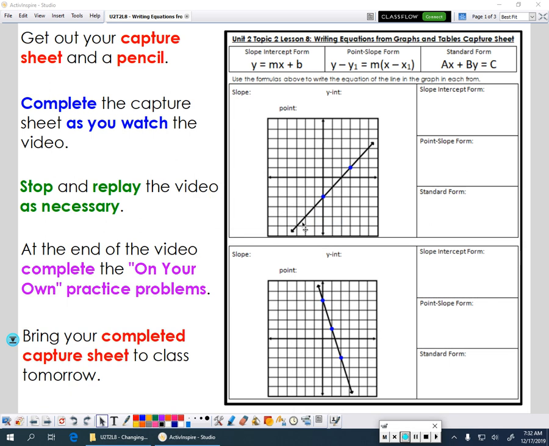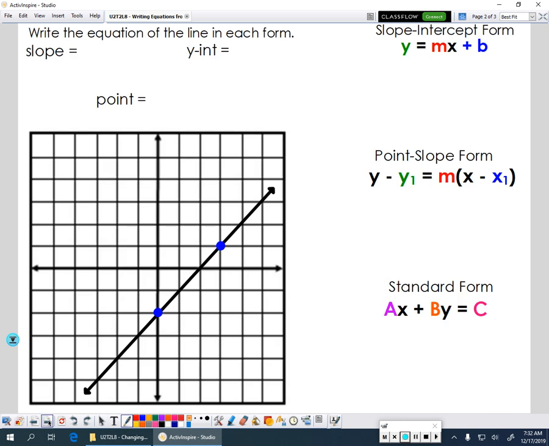So we're going to look at how you can write an equation in all three forms from a graph. So the first thing you want to do when you're trying to write an equation from your graph is you have to find a slope, you have to find your y-intercept if you can see it, and also identify a point. So if I look right here, I'm going to start by looking for my slope, and I'm going to look for my rise and my run.